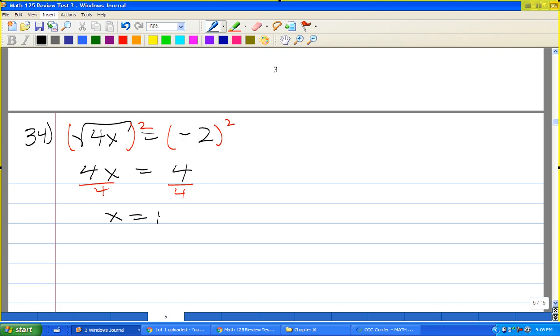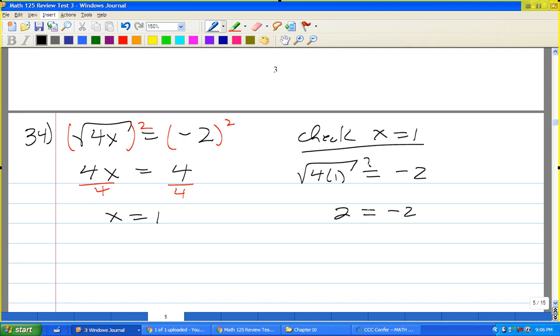Now you're going to have to check when x equals 1. Is the square root of 4x equal to negative 2? Well, the square root of 4 is 2, but it's not negative 2. And so, no, they're not equal. And so this is an extraneous solution. Since this was the only possible solution, the answer is no solution.